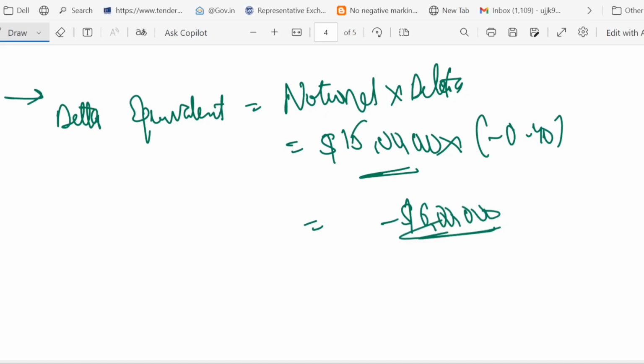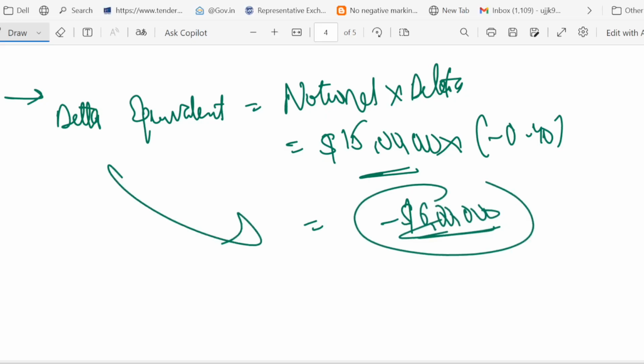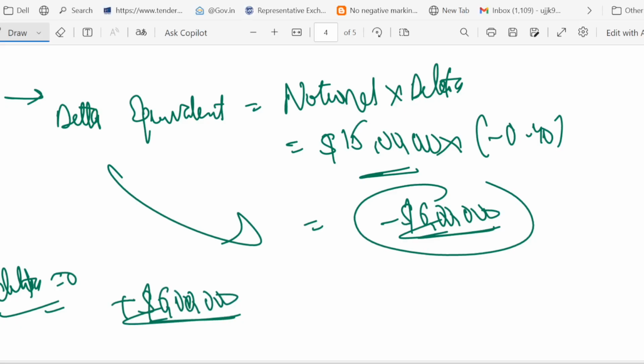Now this minus 6 lakh means the option portfolio behaves like being short $6 lakh of the underlying, because the delta is negative. To neutralize that, to make delta 0, we must take an opposite position of plus $6 lakh in the underlying. That means the bank should buy bond worth $6 lakh. After buying, this will get neutralized and finally our delta will be 0.